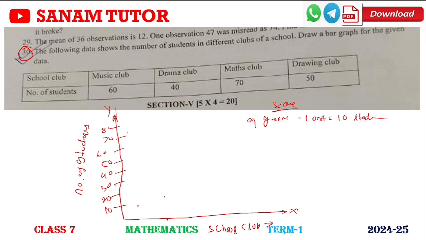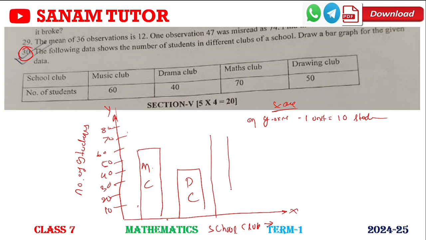So now music club is 60. So draw 60, a rectangular bar. Write down music club. Next is drama club 40. So skip one and write 40, that is drama club. Next one 70, this one is 70, math club. Drawing club is 50. Okay. So next question.